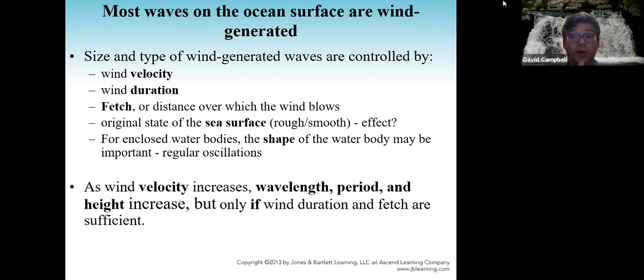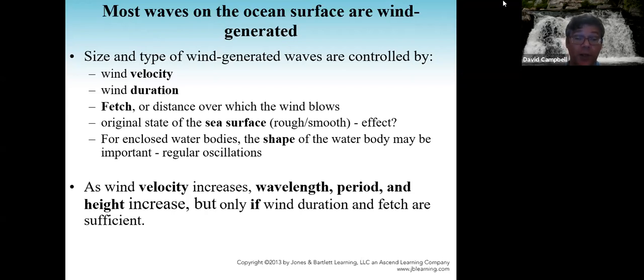One other thing that we'll run into as we get into the seiches is if we have an enclosed water body, then the shape of it can be a factor if we set up regular oscillations in the water.